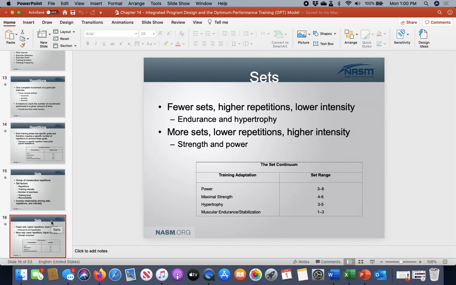All right, so there's your sets. There's your power, your max strength, your hypertrophy, and then your muscular endurance stabilization. There's your numbers right there. But that's exactly what I was talking about. Fewer sets, higher reps, lower intensity. More sets, lower reps, higher intensity. And that's what you're getting for your endurance and hypertrophy versus your strength and your power. Although with hypertrophy, you assume that you're trying to get growth, it's a little skewed because it's moderate reps to moderate intensity. So I think that's a little bit different there. But for the most part, it is considered lower intensity versus strength and power. So we can definitely lump it up to that.